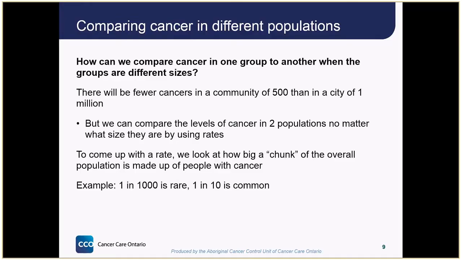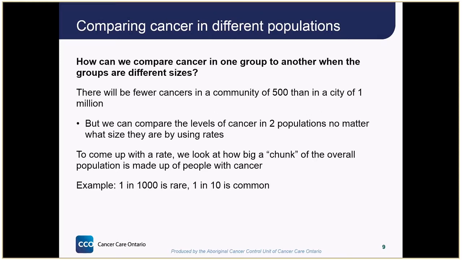One question we hear a lot is how can we compare cancer in our area to the rest of the province when our area is much smaller? There will be fewer cases of cancer in a community of 500 than in a city of 1 million, but we can compare the levels of cancer in two populations no matter what size they are by using rates.